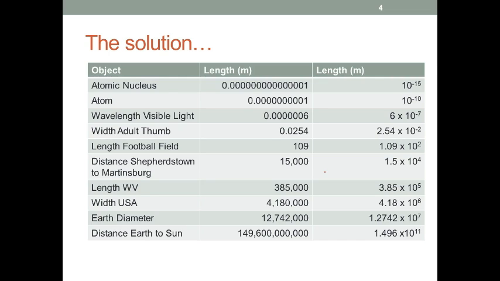Notice every number that was less than 1 has a negative exponent because I had to move the decimal place to the right, and everything that was bigger than 1 has a positive exponent because I had to move the decimal place to the left.